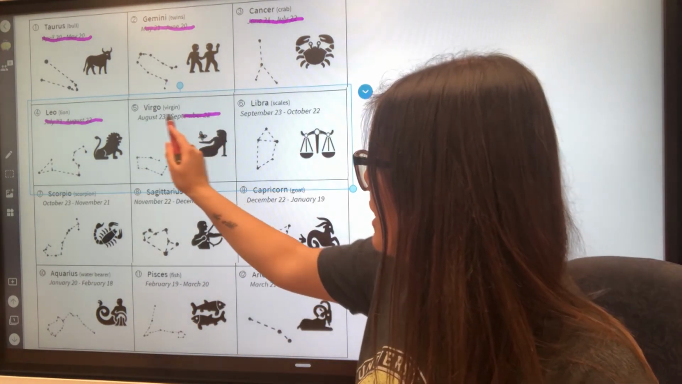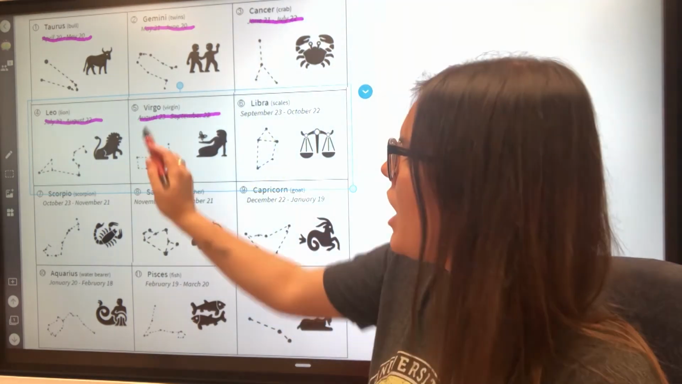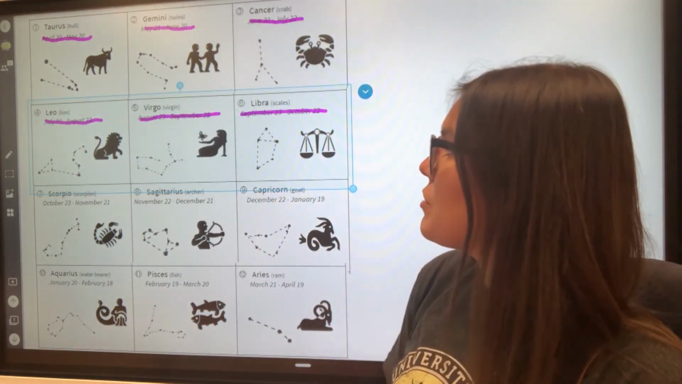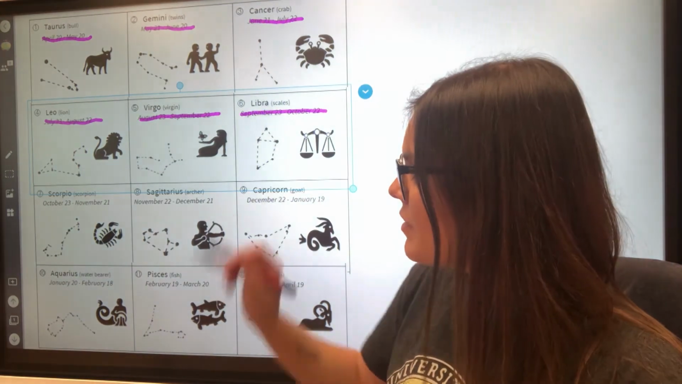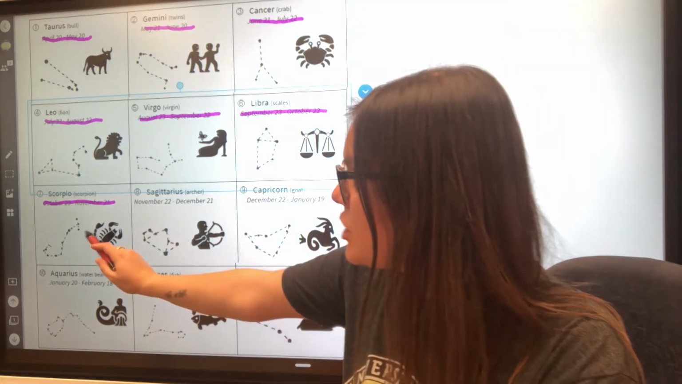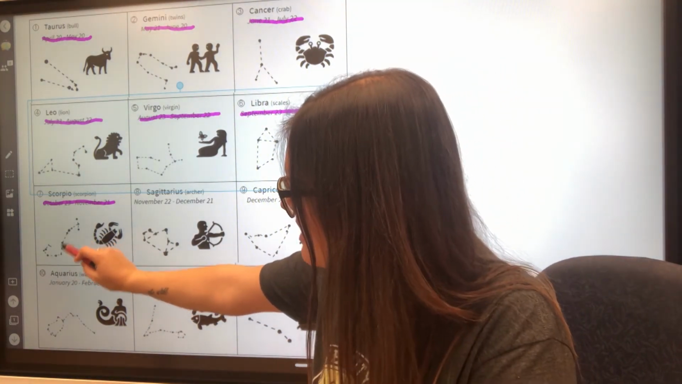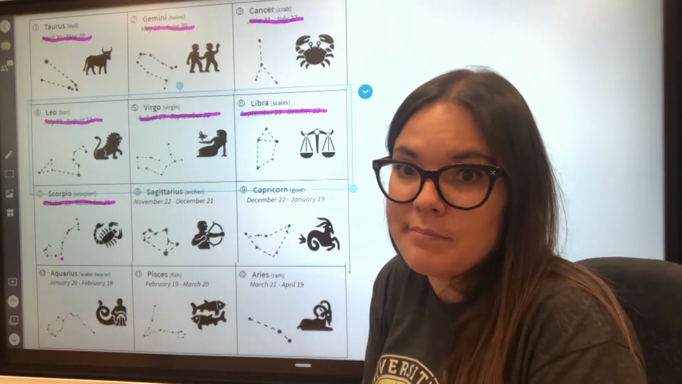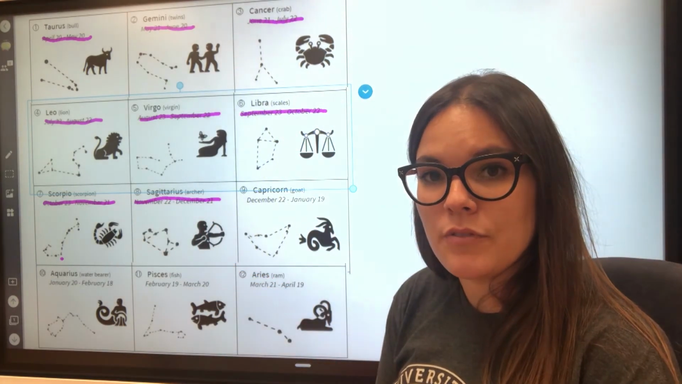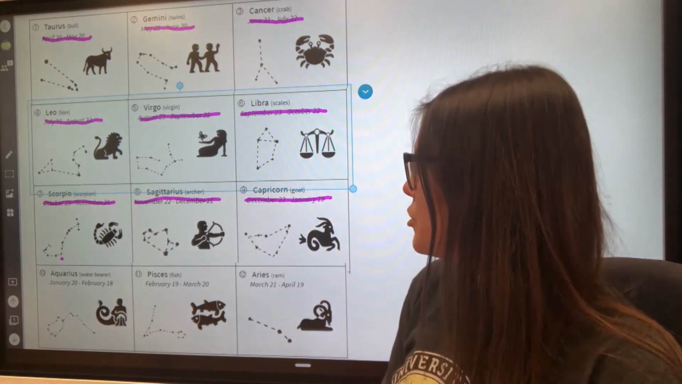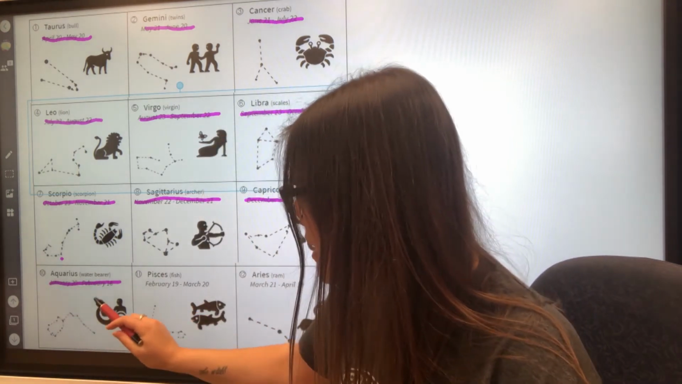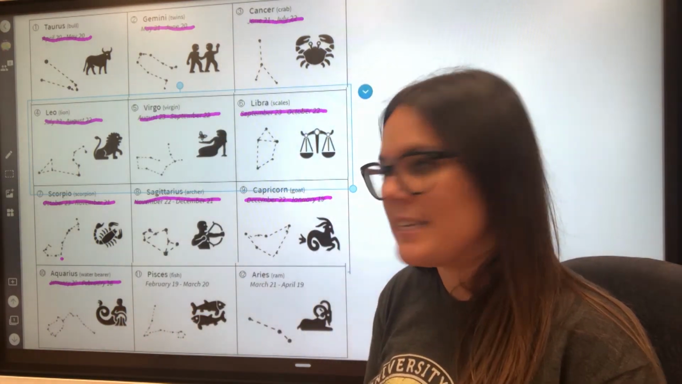The Virgo is August 23rd through September 22nd. A Libra is September 23rd through October 22nd. The Scorpio is October 23rd through November 21st. So that's like a scorpion. And again, it kind of looks like it's a tail right here, so maybe it kind of looks like a scorpion, but who knows. The Sagittarius is November 22nd through December 21st. The Capricorn is December 22nd through January 19th. Aquarius is January 20th through February 18th.